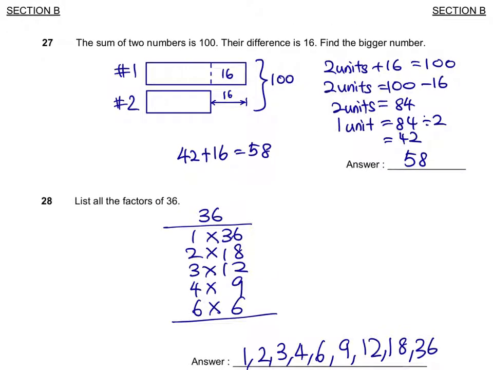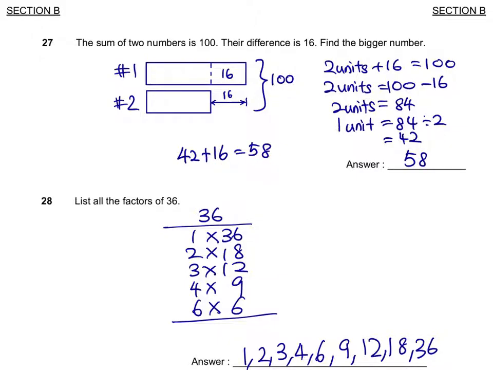This is quite a typical question, I think I've seen it a few times. The sum of these two numbers is this, and the difference is 16. So one is more than the other by 16. To find the bigger number, just find 1 unit and then plus 16. So 2 units equal 84, and 1 unit equals 84 divided by 2, which is 42. Then I still need to add 16 to get 58.